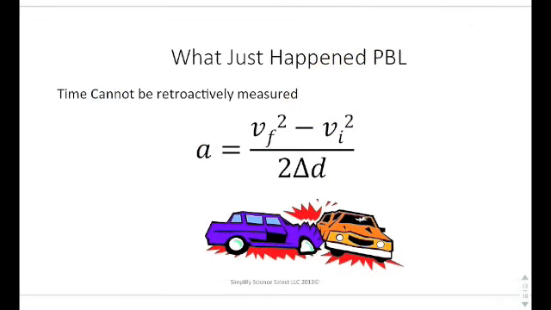In the What Just Happened PBL, we learned that there are situations in which time cannot be retroactively measured. And one of those examples was a car crash. And so we learned that there was an equation that related the variables of acceleration, displacement, and velocity without time. And that's the first one that we've had without time, and it was the equation a equals vf squared minus vi squared divided by 2 delta d.